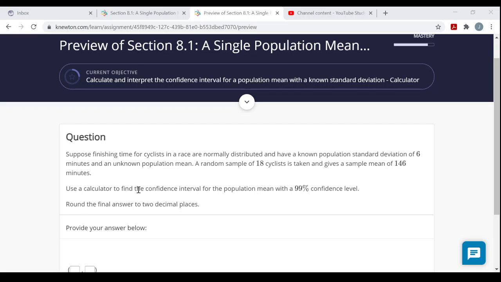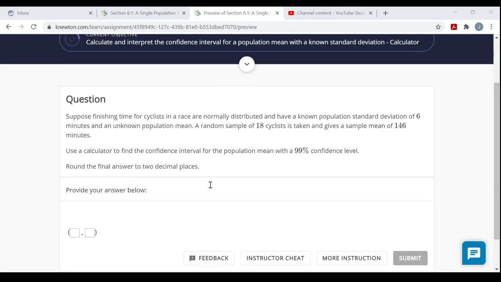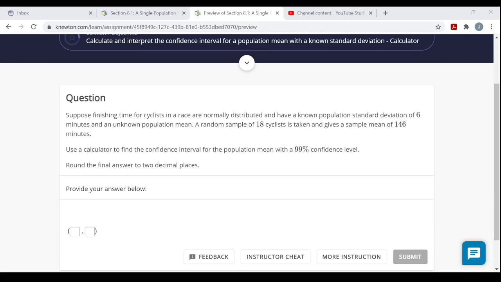Use a calculator to find the confidence interval for the population mean with 99% confidence level. So there's your confidence level. Now, remember, you're going to have to enter this as a decimal. 99% is 0.99 on your calculator. And round things to 2 decimal places. So all they're asking for is the interval here.